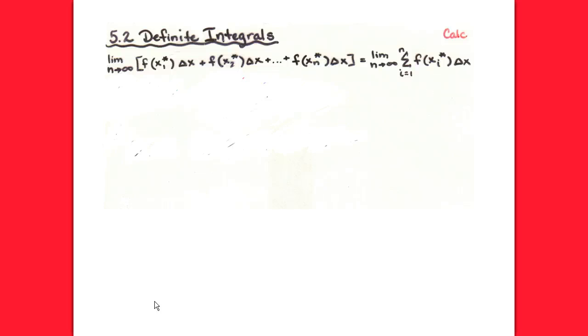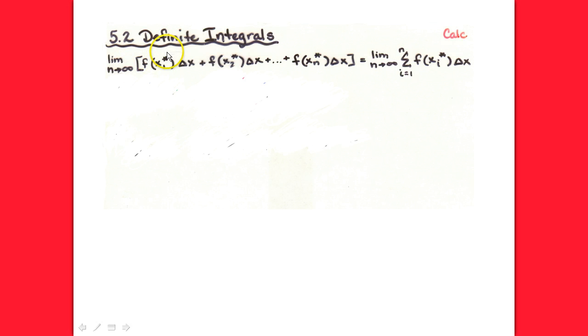Alright, so let's look at section 5.2. We're actually going to look at this section for a couple of days, but we're picking up today on page 324. When we left off yesterday, we had defined our area under a curve as the limit as n approaches infinity, so we could have an infinite number of subintervals, an infinite number of rectangles, and we said that we could choose left endpoints, right endpoints, or midpoints, or any other value in that interval.